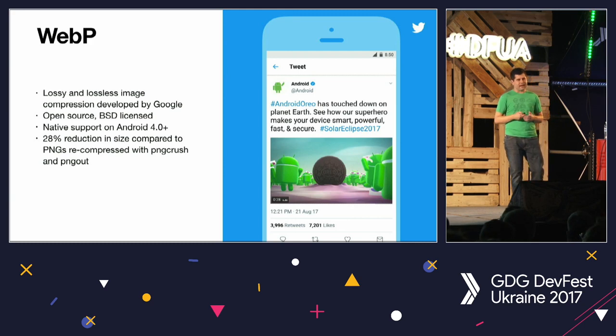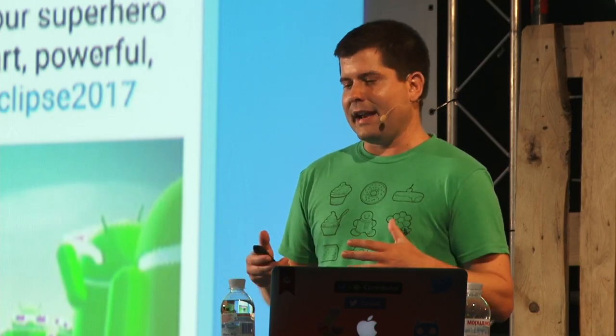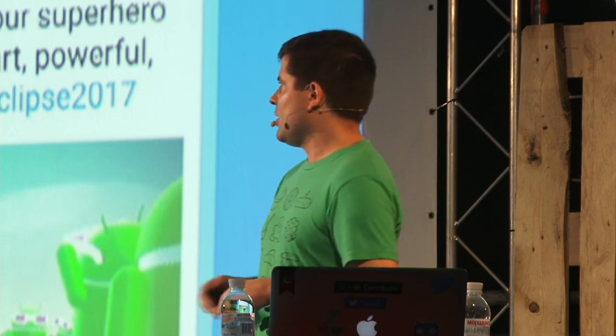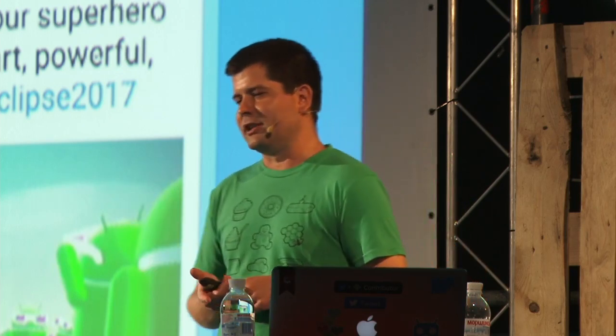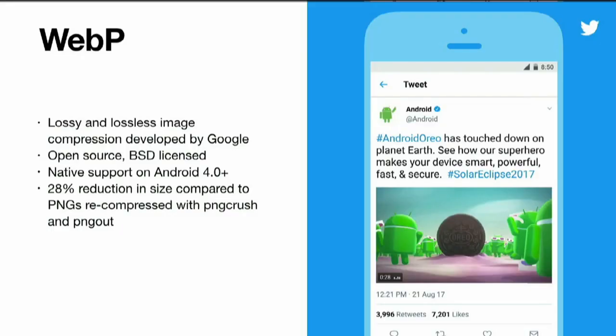So the first thing, we looked at two technologies. The first one was WebP. This is developed by Google. It's built into Android, so you had native support. And one thing we found is a 28% reduction in size compared to PNGs. And it also supported transparency.